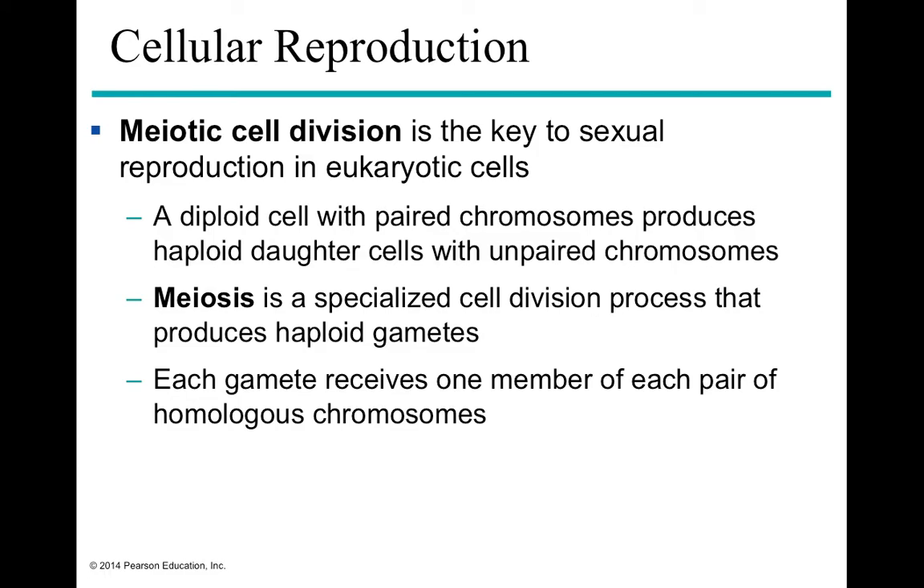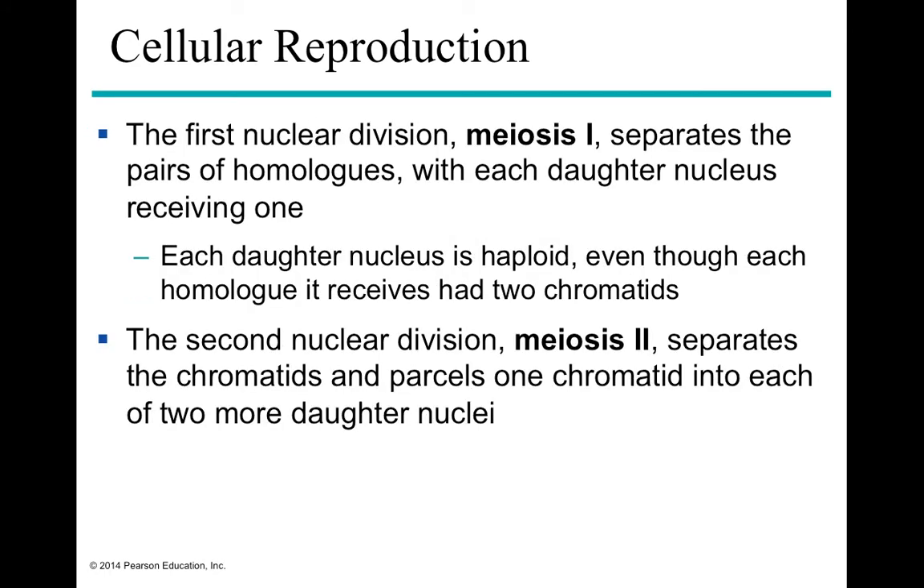But it's not just a random division of those 46 chromosomes into 23 chromosomes, right? It's 1 copy of chromosome 1 and 1 copy of chromosome 2 and 1 copy of chromosome 3, etc. So basically, each gamete receives 1 member of each pair of homologous chromosomes, and then when they restore the genetic complement by meeting another gamete, they're going to have 2 copies of each of them. So let's talk about how this works.